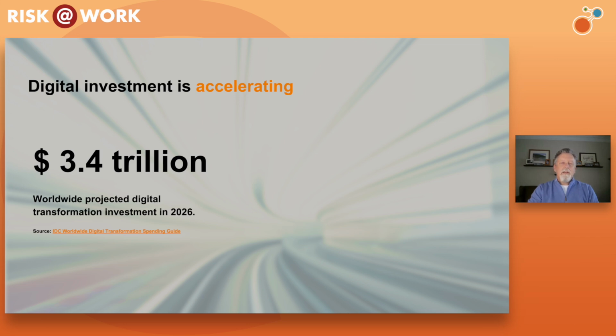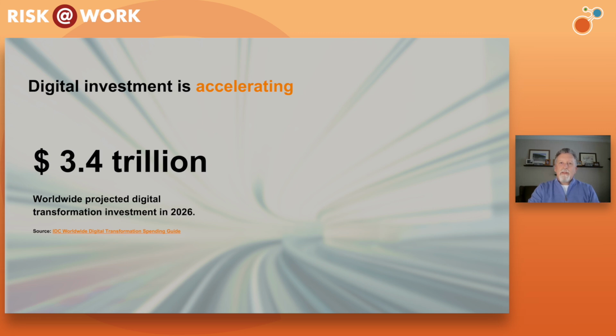So, just to give you an example of what I'm talking about, I've got a few data points to give you an idea of the scope, the size, and magnitude of this digital investment and how much money is actually going into this. First and foremost, this comes from this figure here, $3.4 trillion. This comes from one of my former competitors when I was at Gartner, IDC, and they put together an annual digital transformation spending guide. Currently, they are pegging $3.4 trillion as the amount of projected digital transformation investment in 2026.